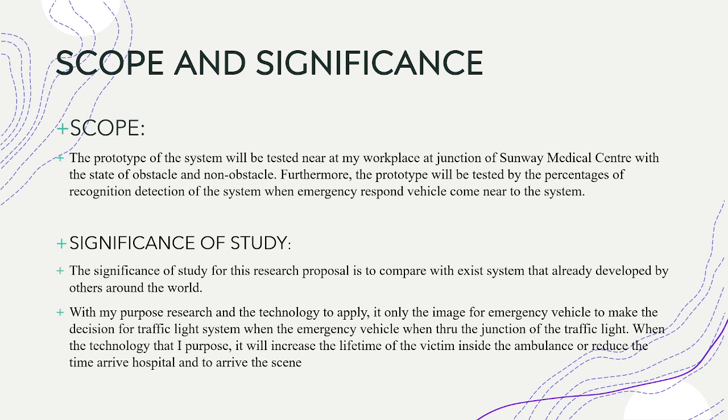The significance of the study for this research is to compare with existing systems already developed by others around the world. With my proposed research and technology, only the image of the emergency vehicle is used to make the decision for the traffic light system when the emergency vehicle goes through the junction. The technology that I propose will increase the survival time of the victim inside the ambulance, or reduce the time to arrive at the hospital and at the scene.